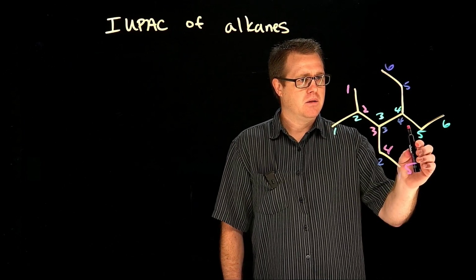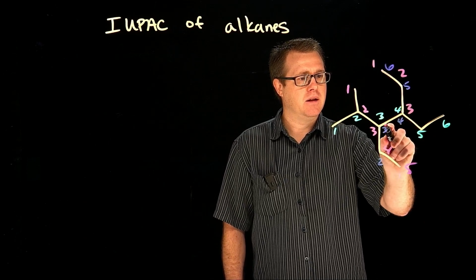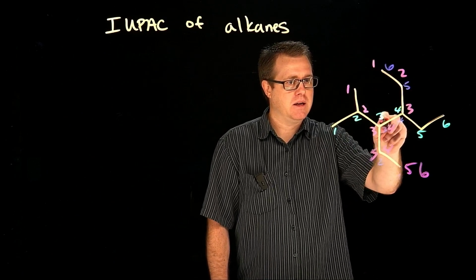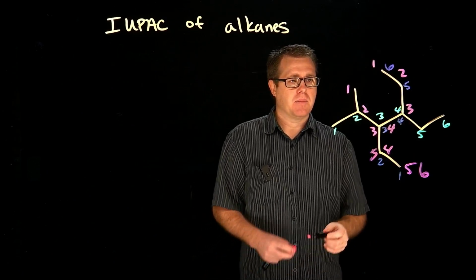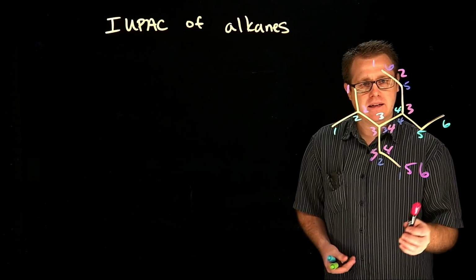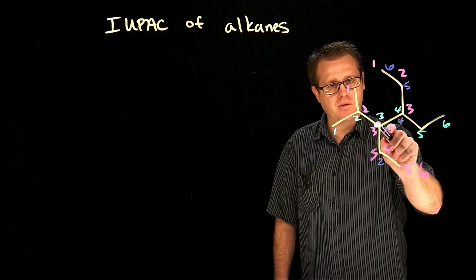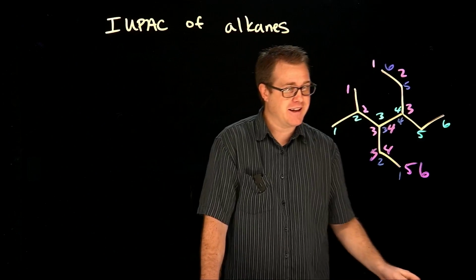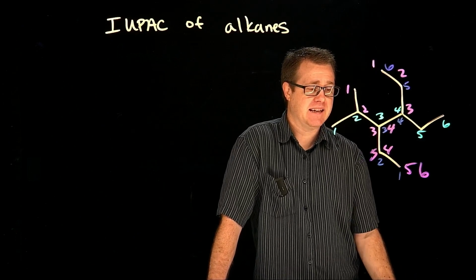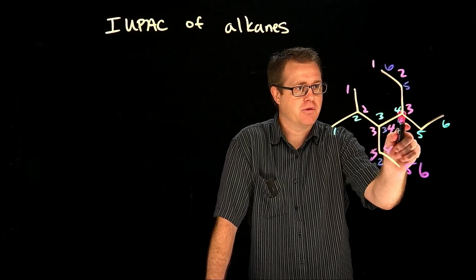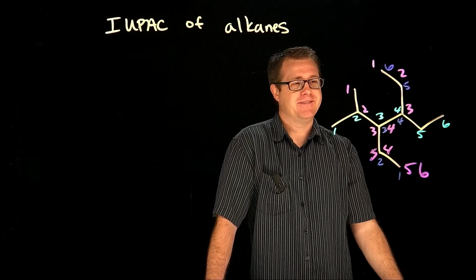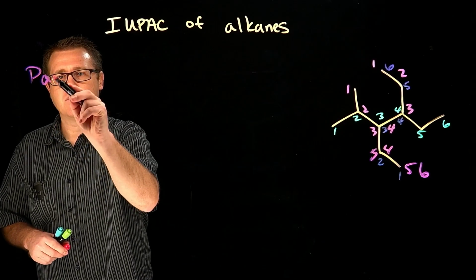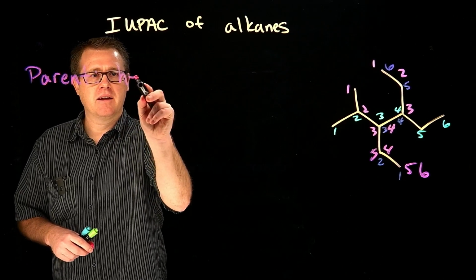Could I go this way? 1, 2, 3, 4, 5, 6. So I could have gone this way. Got 6. Looks like every pathway that I'm trying here gives 6. I can't get anything larger than a 6. You can definitely get something smaller than a 6, but that's not the point. The longest continuous chain. So that means our parent for this is going to be another hexane.